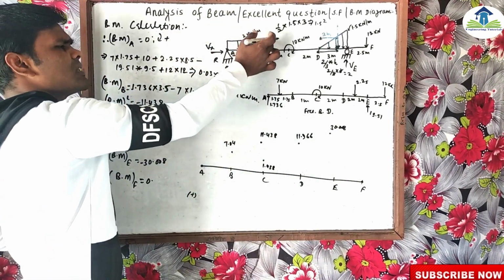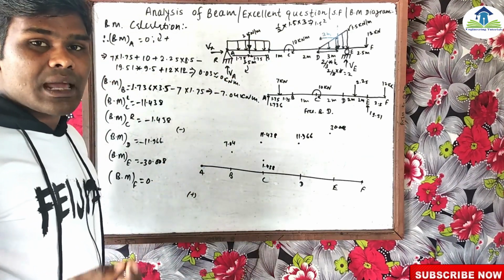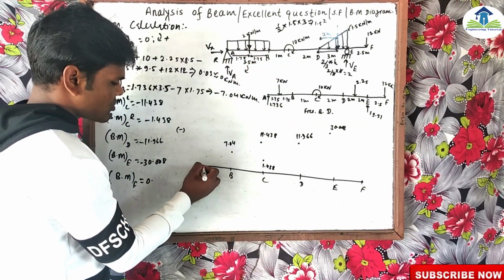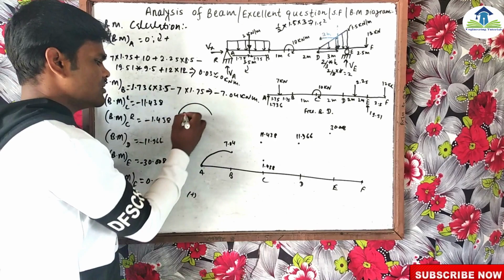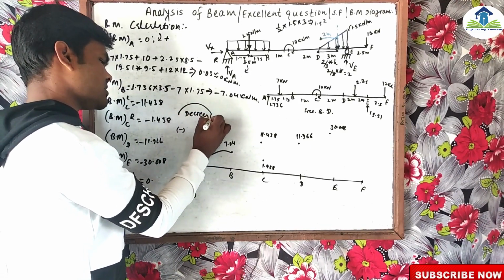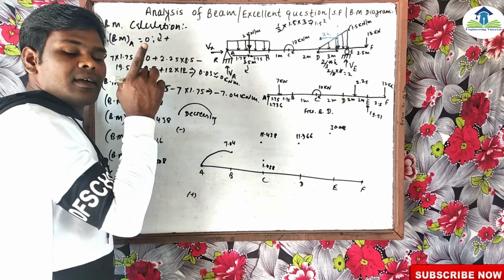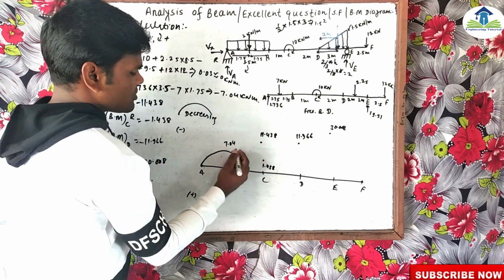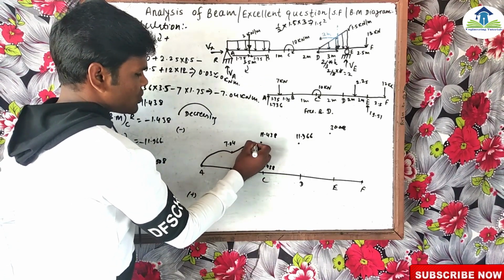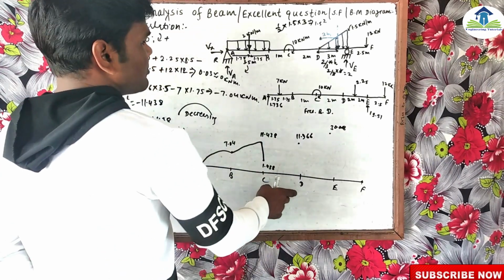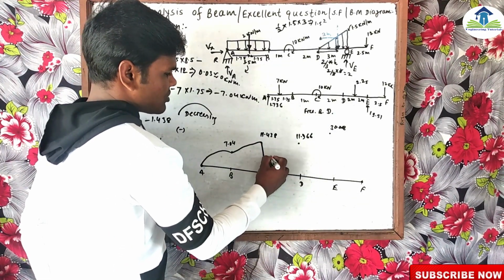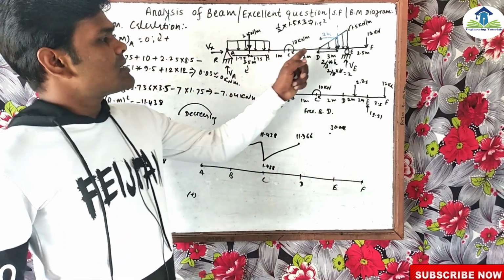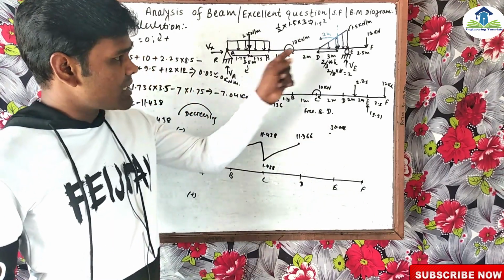So this is the UDL force. For UDL force, what is the bending moment diagram? This is parabolic. So parabolic means it is increasing, so our curve is going to be like this order, and then decreasing. There is no force between B and C, so this is going to be only a sloped line, joined like this. And from point C to D, there is no force, so this is going to be like this. And from point D to F, this is the UVL force.